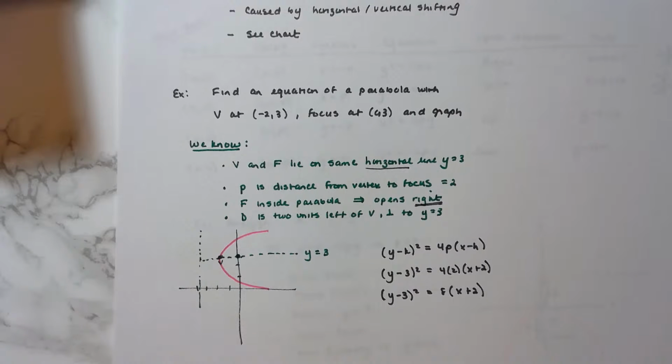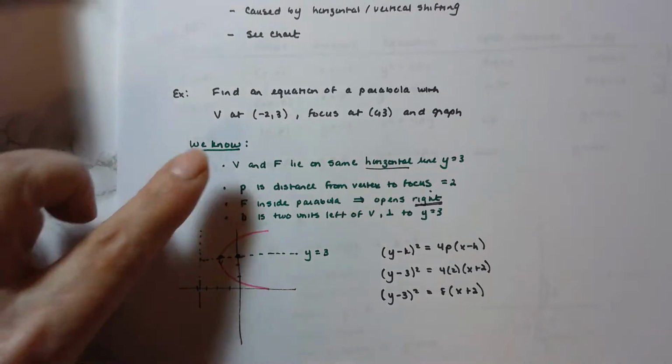So here's an example. It says find an equation of a parabola with the vertex at (-2, 3), the focus at (0, 3), and graph it. What I always try to do, if I'm working with conic sections, is make a sketch of the information that's given, because a lot of times you can put it into perspective and figure out a bunch of stuff if you do that. I always think about what do I know? Well, I know the vertex and the focus lie on the same horizontal axis, and that axis is the line y equals 3. How do I know that?